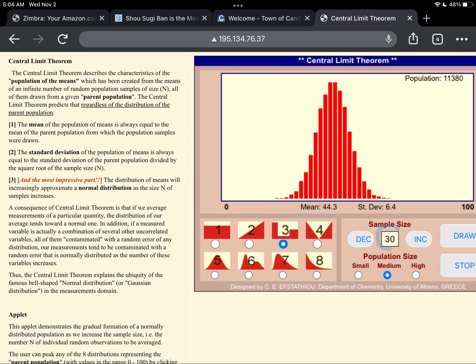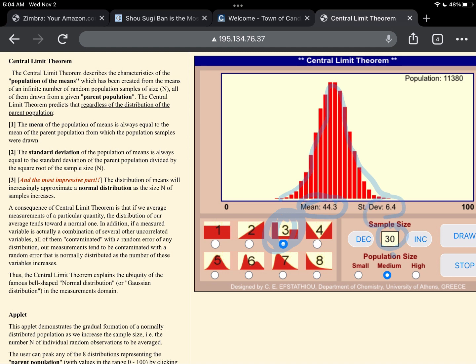So now I'm doing size 30. Going out, drawing 30 individuals from that population, calculating the sample mean, and doing it many times. Notice this is starting to look very normal. With a sample size of 30 or more, it's starting to look normal. Also notice that the mean is the same, but the standard deviation is a lot smaller. So how come? What's happening there?